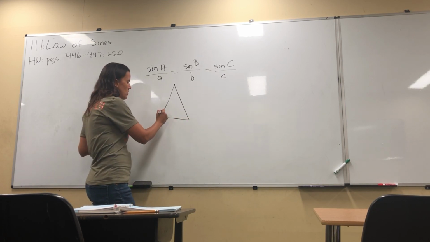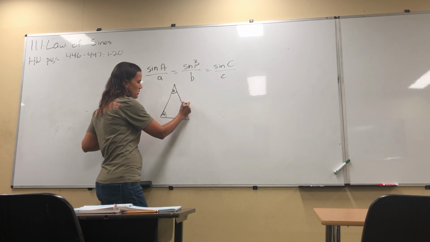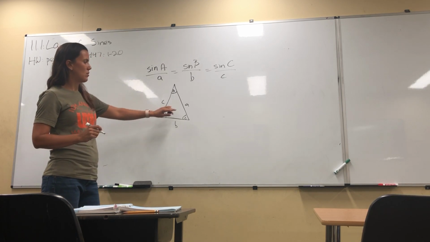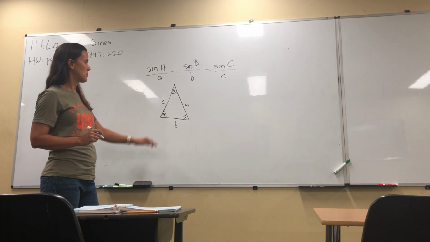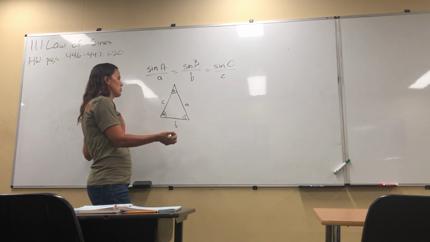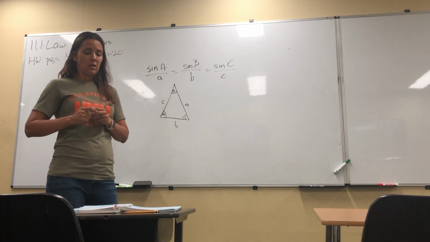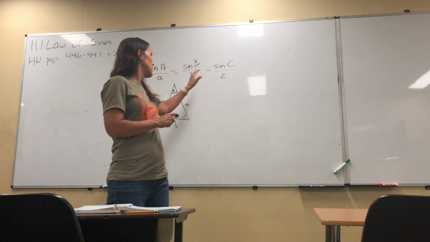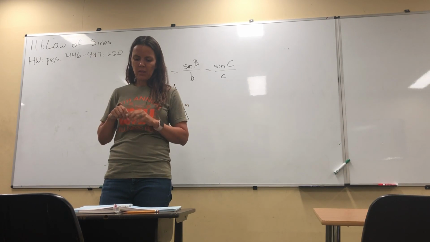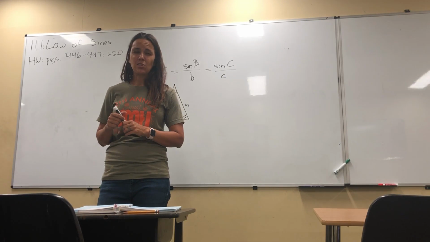We're just going to draw this one. That's angle A, B, and angle C, so that's side a, side b, side c. It's going to be the sine of this angle over the length of this side, which is the same as the sine of this angle over the length of this side, which is the same as the sine of this angle over the length of that side. You're welcome to look at the proof, but this is the law of sines and this is what we have to remember. It's pretty easy to remember, fairly straightforward.